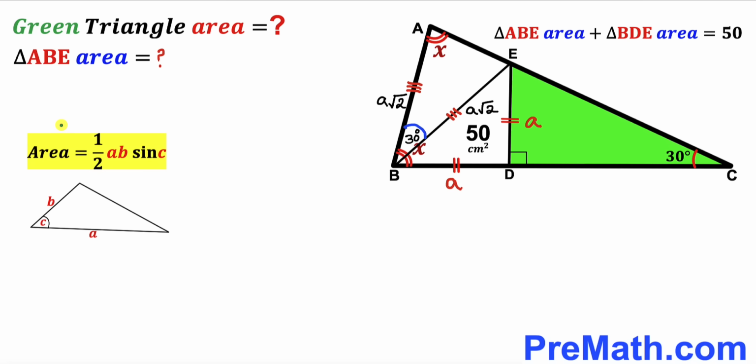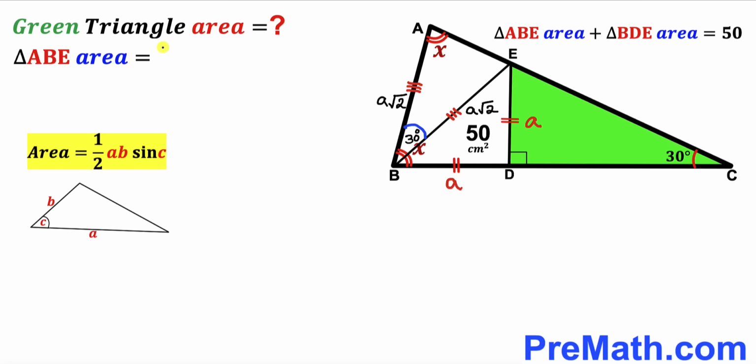And now let's recall the area of a triangle formula. Area is always equal to a half times A times B times sine of angle C. As you can see in this given triangle, here we got these two side lengths A and B, and C is the angle in between. And here in our case, our two side lengths are a times square root of 2, a times square root of 2, and the angle in between is 30 degrees.